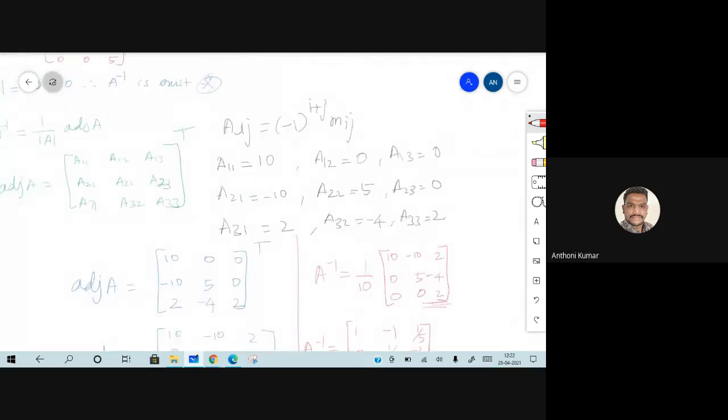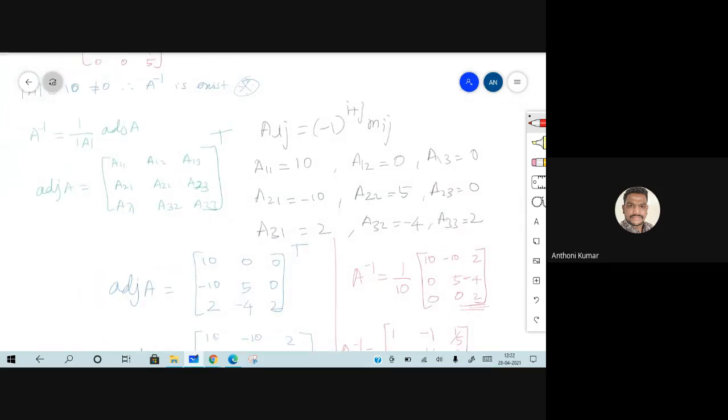So, are you all clear with the steps which are involved to find out the inverse of a 3 by 3 matrix? All of you?